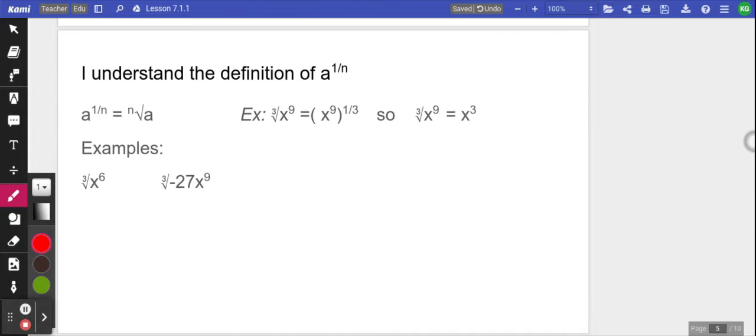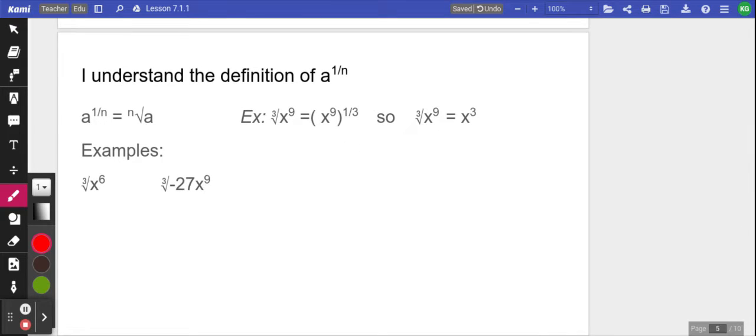Since the square root takes half of the exponent, the cube root is going to take 1/3 of the exponent. So in this case, I have x to the 6th, and I'm going to take 1/3 of that. So it'd be x to the 2nd. The next one, I have the cube root first of negative 27, which is negative 3. And then I take 1/3 of 9, which is x to the 3rd.